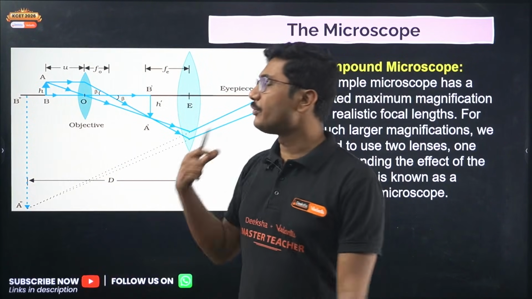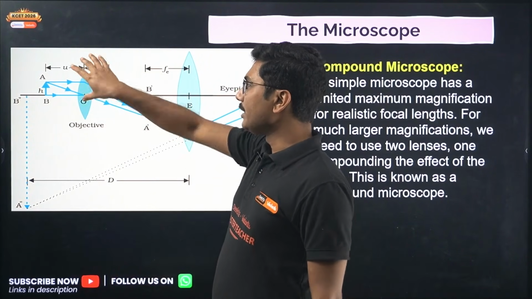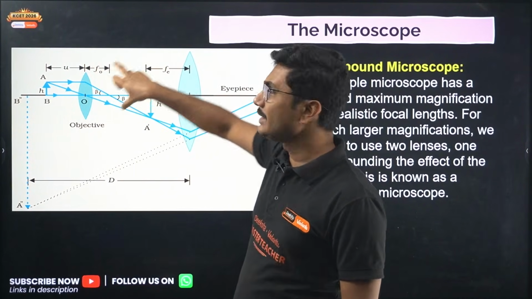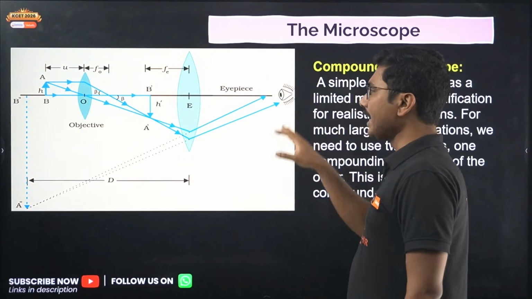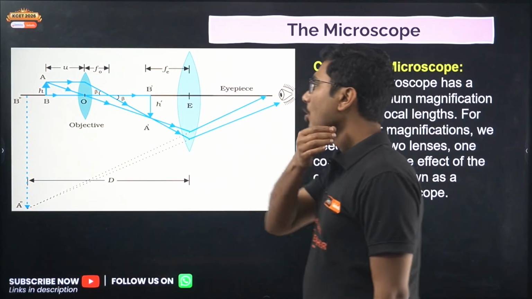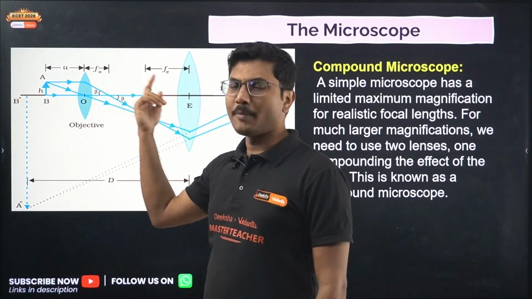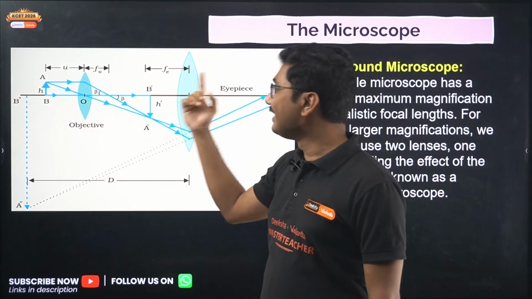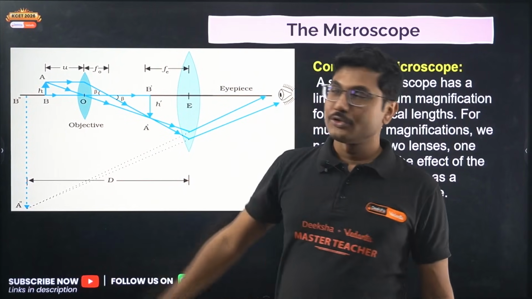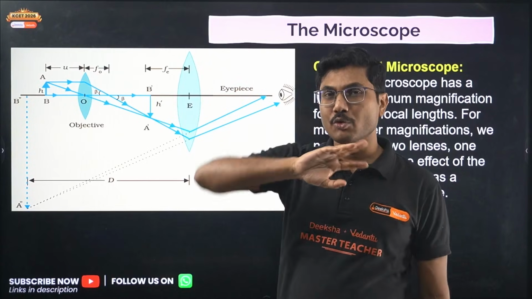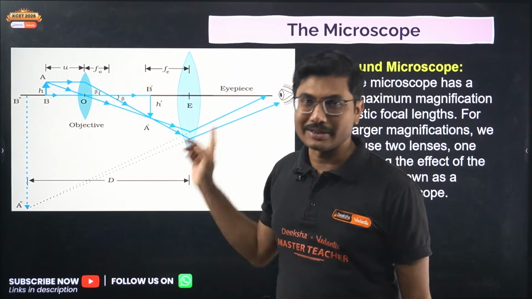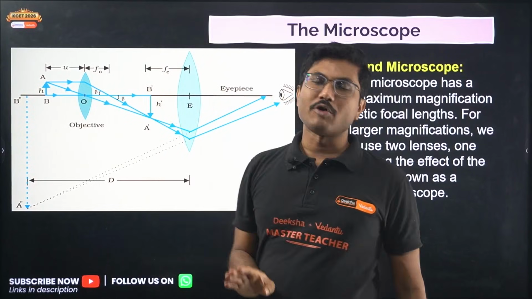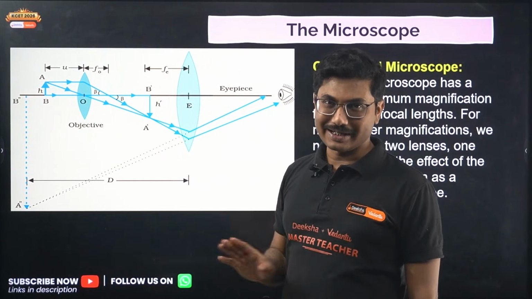I just wanted to give you clarity that generally the objective lens, the lens facing the object, is smaller in size. The eyepiece, which is facing the eye, is generally bigger in size. Also, the first image formed by the objective is a real and inverted image. Based on this, we have seen more than two MCQs, one in KCET and one in your board exam as well. So the objective lens always forms a real and inverted image.